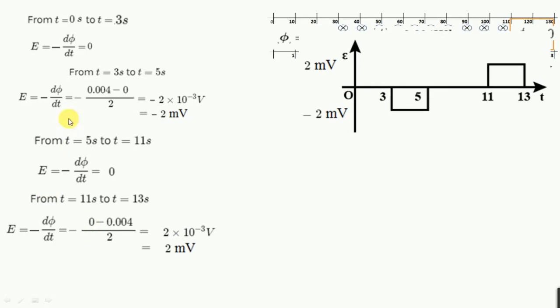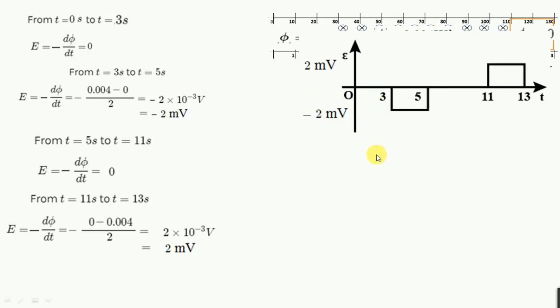From 0 to 3 seconds there is no EMF. From 3 seconds to 5 seconds, minus 2 millivolt is the EMF, and from 5 to 11 seconds there is no EMF, and from 11 seconds to 13 seconds there is 2 millivolt EMF, that is positive. So if you want to plot current, you have to find the current first.